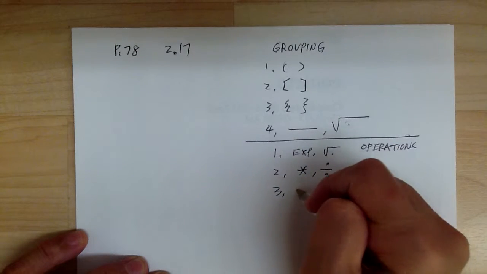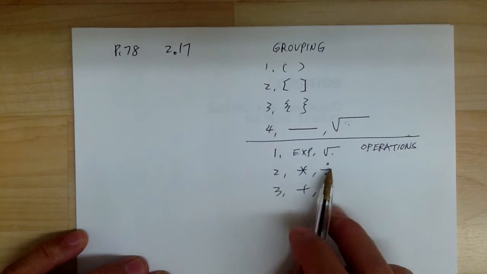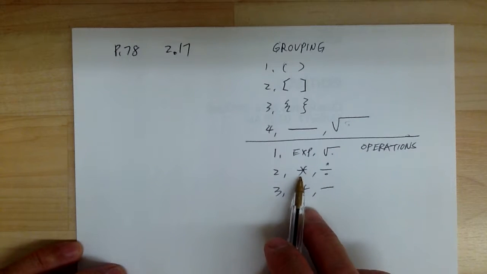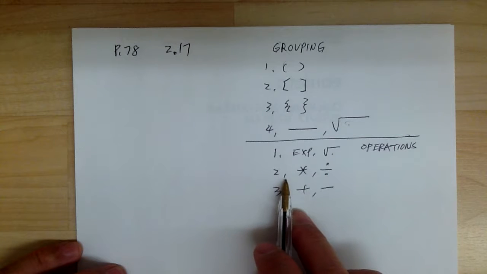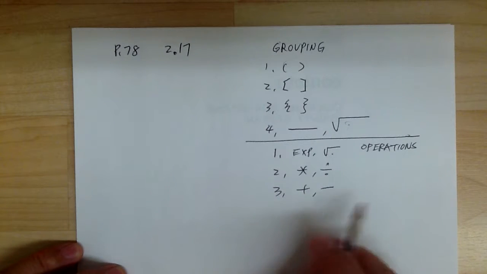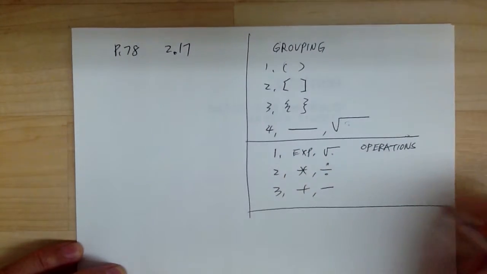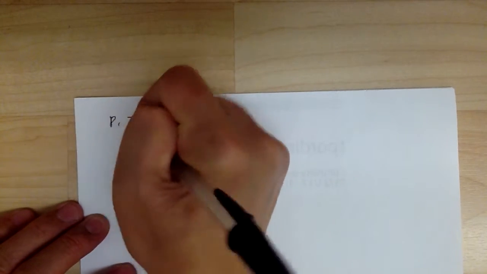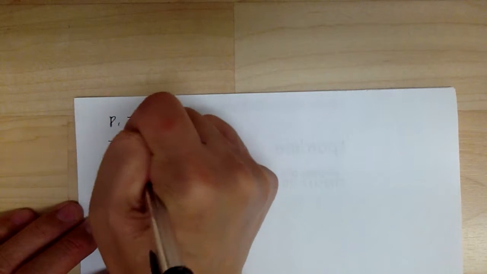And after that, you do the additions and subtractions. Now, when you have multiplication and division, they are the same priority or same level, then you go left to right. Okay, and addition and subtraction, you go left to right. So make sure you remember this. This is very important. Okay, so let's go over some examples. Let's go to example 1.